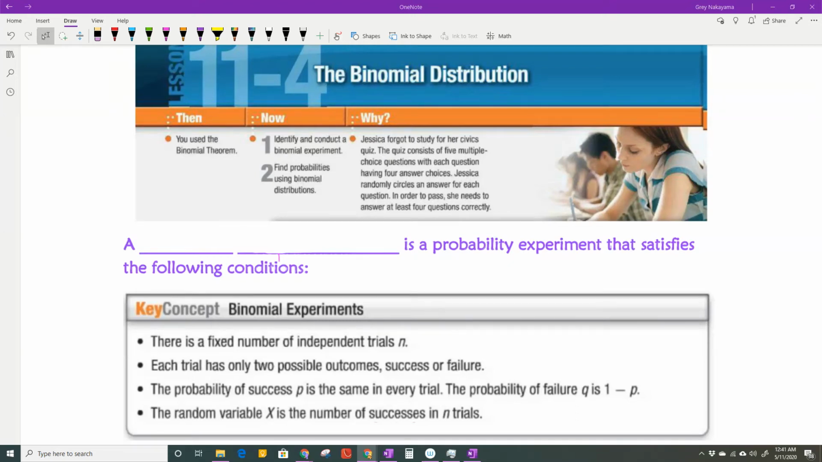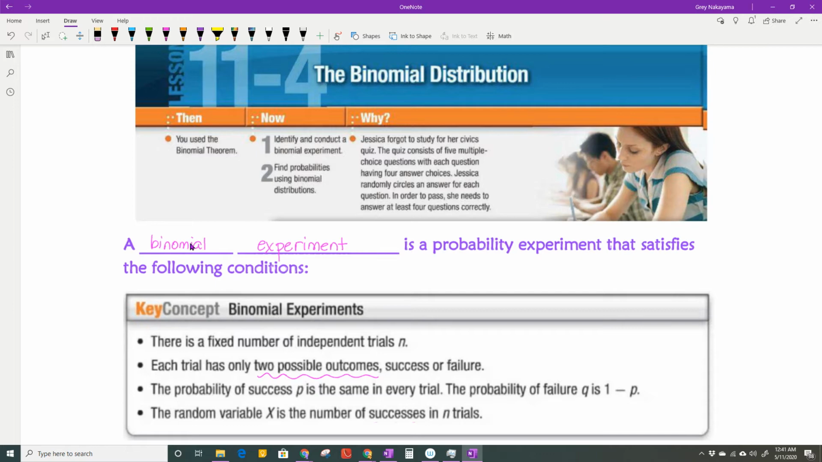Okay, today's lesson is 11-4, the binomial distribution, and we are going to be applying what we learned previously with the binomial theorem. So first off, a binomial experiment is a probability experiment that satisfies the following conditions. Okay, most importantly, binomial means that we're going to have two possible outcomes. There is a fixed number of independent trials.